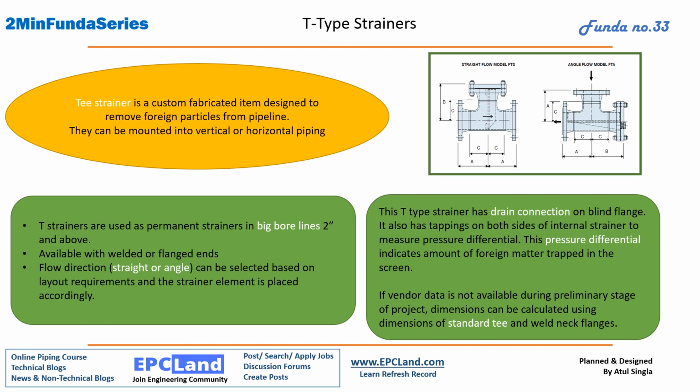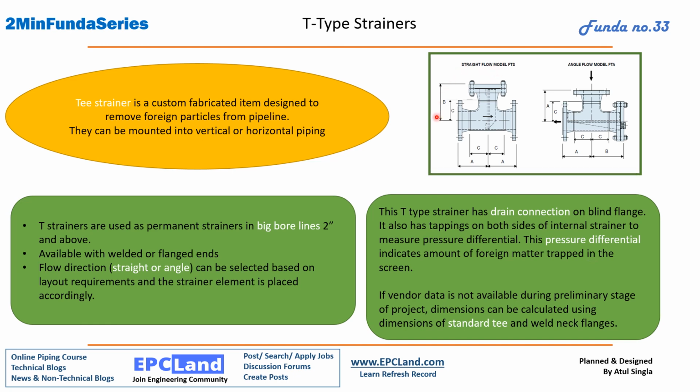Again we have two tappings on the pipe on both sides of the strainer, so that we can measure the pressure differential. Okay, this pressure differential indicates how much foreign matter is trapped inside the screen. Okay, so this is a very good indication. Based on that we can plan our cleanout activities.